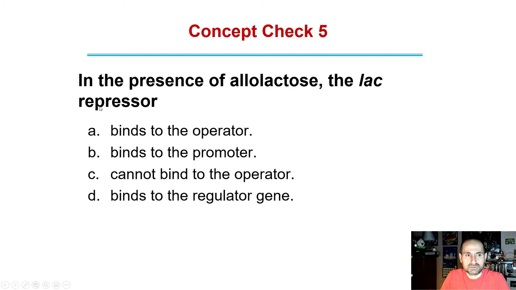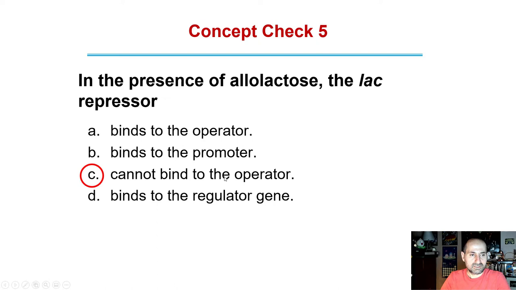Does the lac repressor bind to the operator? No, remember this, the repressor is always on the DNA because this gene's normally off. Binds to the promoter, cannot bind to the operator, binds to the regulator gene. I think it's cannot bind, right? If allolactose is around, allolactose will bind to the repressor, inactivating the repressor, allowing transcription of lacZ, lacY, lacA. So it's C, cannot bind to the operator.